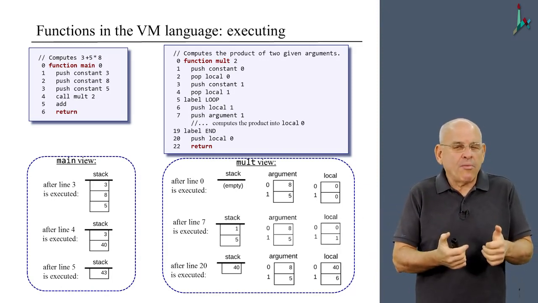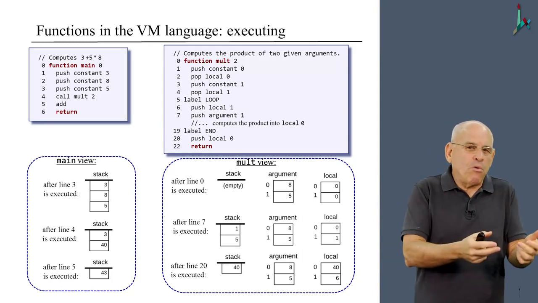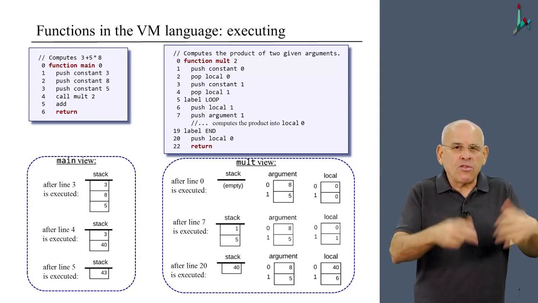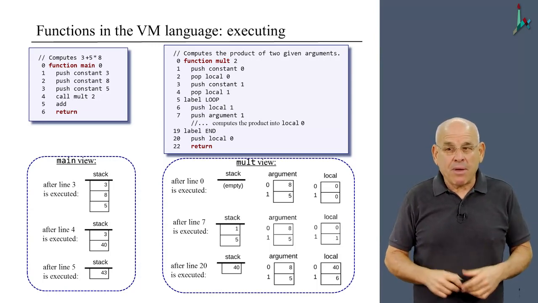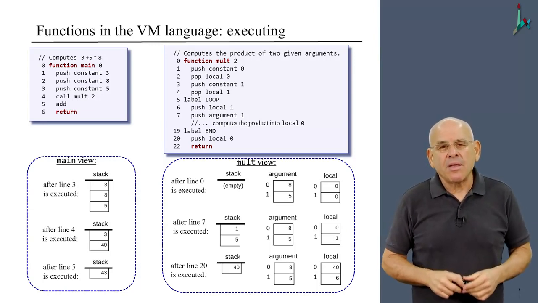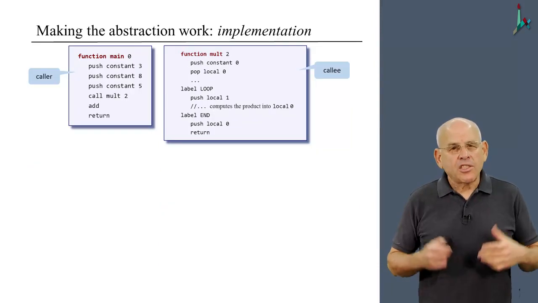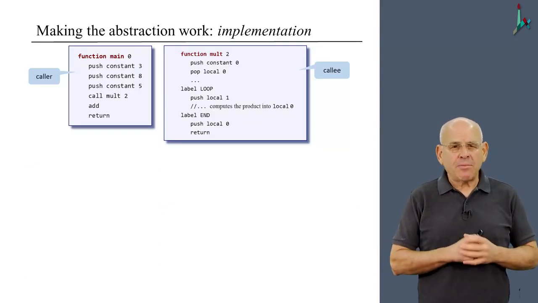Main pushed 2 arguments, said multiply, boom, it got the result. It went on to compute add as if nothing happened. But in reality, a lot happened behind the scenes. So how should we make this abstraction actually work?